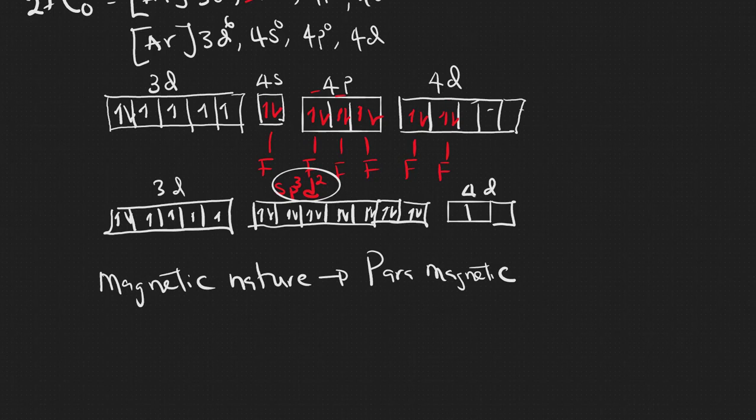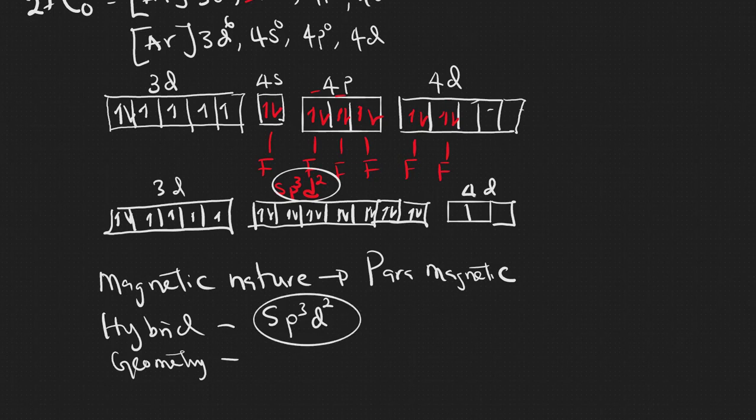Then we have already seen that the hybrid is sp3d2. Then the geometry: any complex that has this kind of hybrid is usually octahedral.